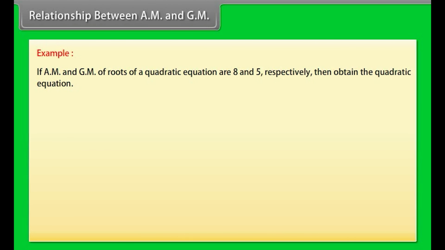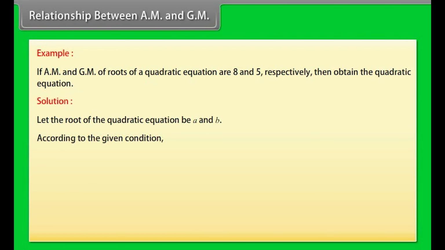Example: if AM and GM of roots of a quadratic equation are 8 and 5 respectively, then obtain the quadratic equation. Solution: let the roots of the quadratic equation be A and B. According to the given condition, arithmetic mean is equal to A plus B divided by 2 is equal to 8. It implies that A plus B is equal to 16. Let it be equation 1. Geometric mean is equal to square root of AB is equal to 5. It implies AB is equal to 25. Let it be equation 2.